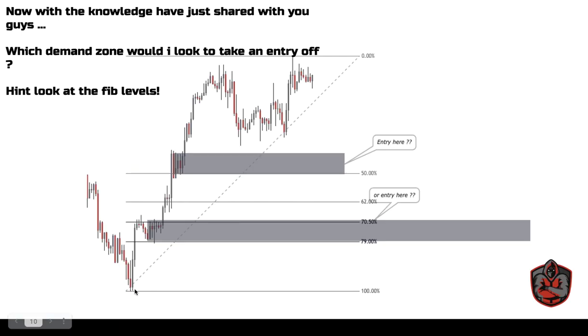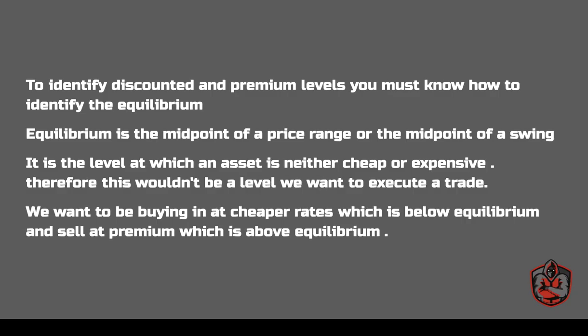Now, with the knowledge I have just shared with you guys, which demand zone would I look to take an entry off? Hint, look at the Fibonacci levels. So now that I marked out the swing low and the swing high, we have our Fibonacci levels here. Now remember, 50% is our equilibrium. And what did I say about equilibrium? It is the level at which an asset is neither cheap or expensive. Therefore, this wouldn't be a level we would want to execute a trade off, right?